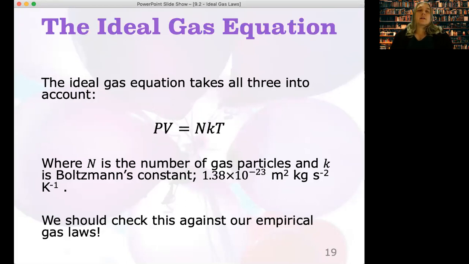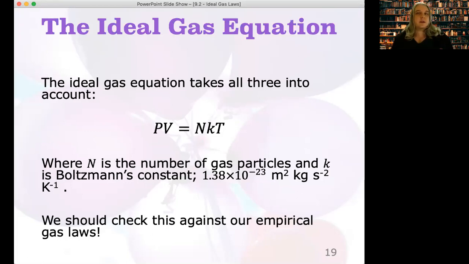So the ideal gas equation is the way to tie all of these together. PV equals NkT. Now we've introduced two new terms here. We've got pressure, volume, and temperature still in our equation, but we've now got N, which is the number of gas particles, and k, which is Boltzmann's constant. The number of gas particles is important because the more particles you've got, the more collisions you're going to get, and the more collisions you get, the higher the pressure. So that has to be part of our equation.